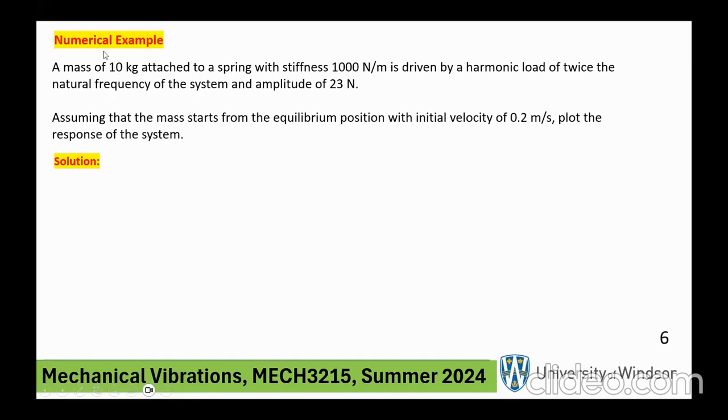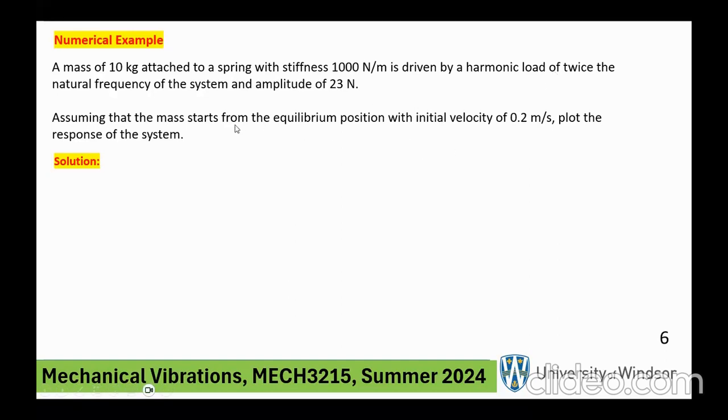Now let's make sure we understand what is given here. This is M, the mass of the block. This is K, the stiffness of the spring. This is big F naught, the amplitude of the driving force in newtons. And omega, you're told, is twice the omega n.